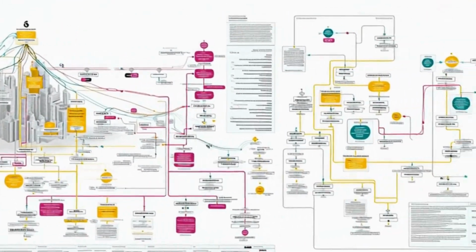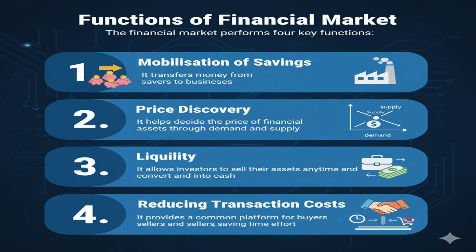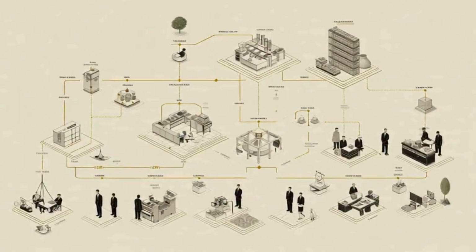Now, let's discuss functions of financial market. The financial market performs 4 key functions. 1. Mobilization of savings. It transfers money from savers to businesses. 2. Price discovery. It helps decide the price of financial assets through demand and supply. 3. Liquidity. It allows investors to sell their assets anytime and convert them into cash. 4. Reducing transaction costs. It provides a common platform for buyers and sellers, saving time and effort.